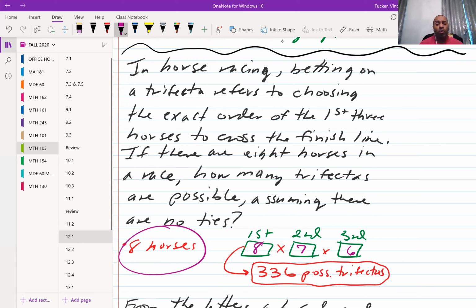Once again, we have 8 horses altogether. So when it comes to first place, there are 8 different horses that could possibly come in first place. Once that horse crosses the finish line, now there are only 7 horses left that will be able to come in second place. After that horse crossed, now there are only 6 horses left that could possibly come in third place. Once you establish that, 8 times 7 times 6 is what you would do, and you have 336 possible trifectas.